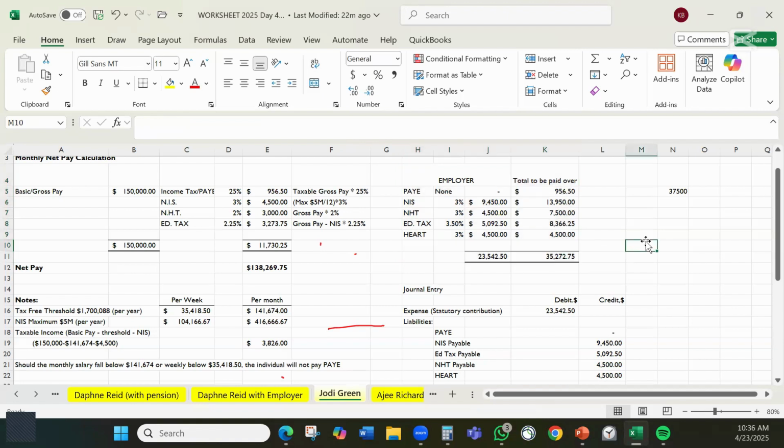So as you said, the employer doesn't pay the taxable gross pay. He doesn't pay PAYE. NIS percentage, and the employee would be the same 3%. NHT 3%. Was it 3 or 2?